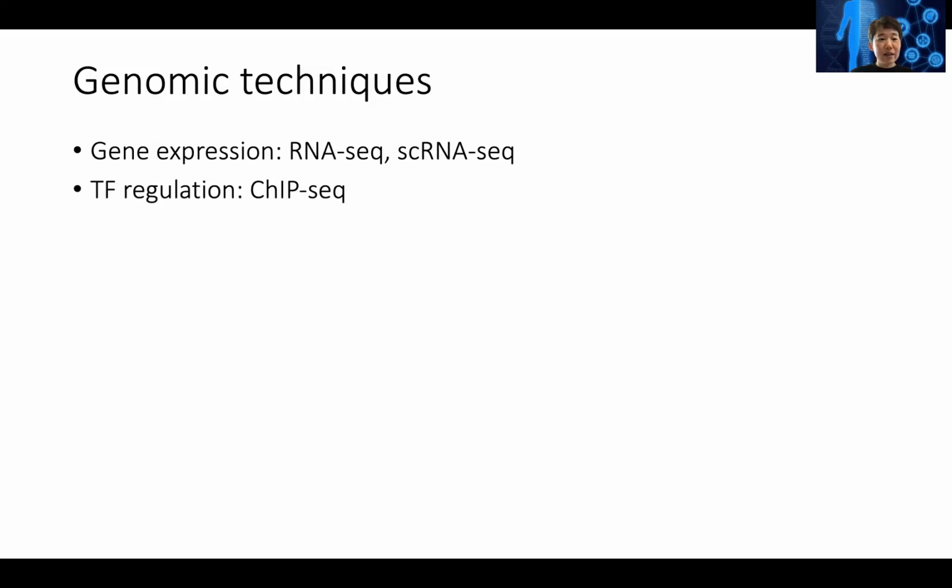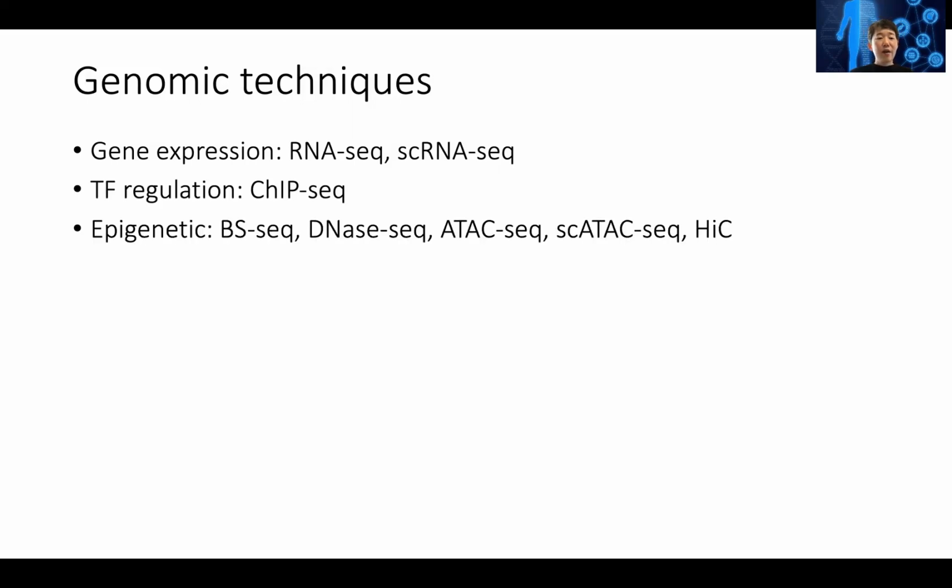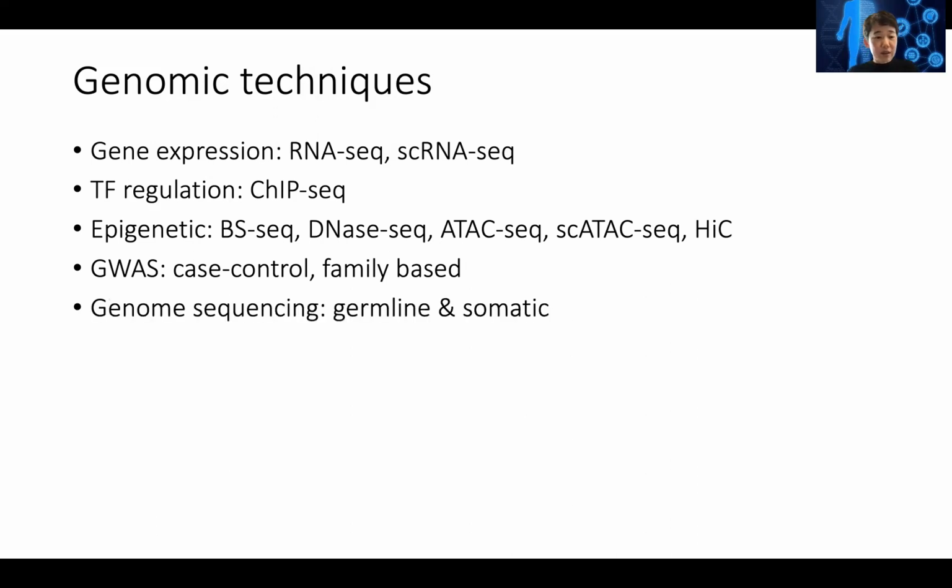But you also learn a lot of genomic techniques in this course, right? So we started from RNA-seq, later on also single-cell RNA-seq. For transcription regulation, we look at ChIP-seq. For epigenetics, we talk about bisulfite sequencing, DNase or ATAC-seq sequencing, single-cell ATAC-seq, and also Hi-C for chromatin interactions. For GWAS, we talk about case control studies or family-based association studies, also EQTL studies.